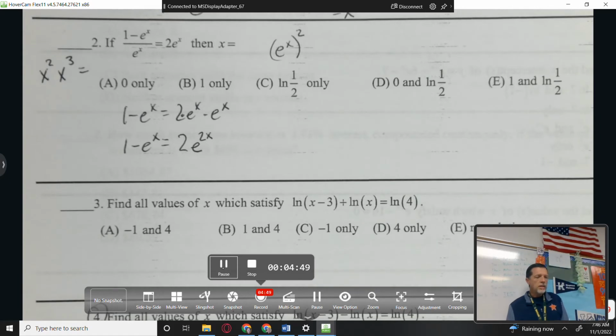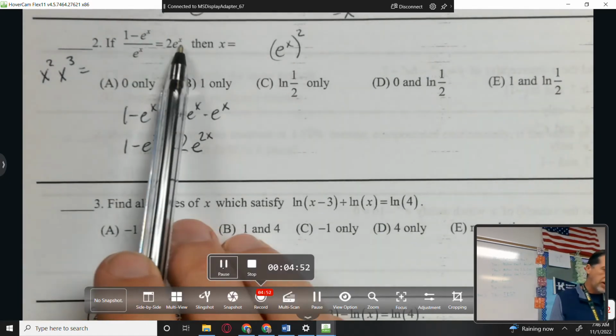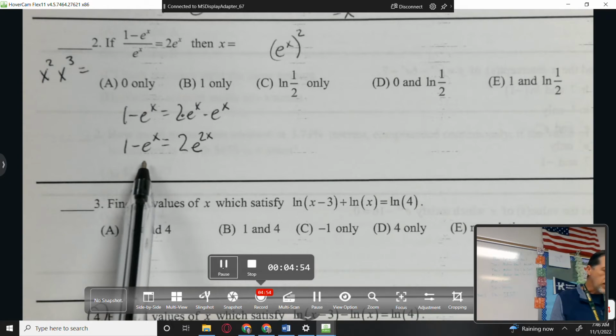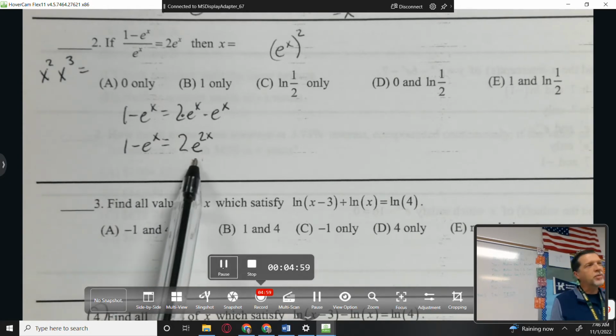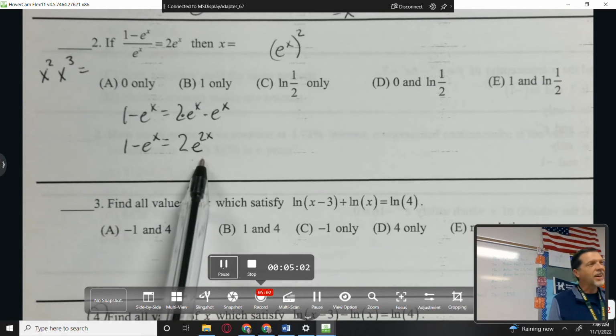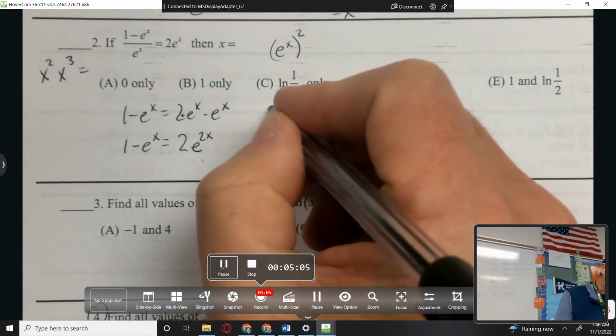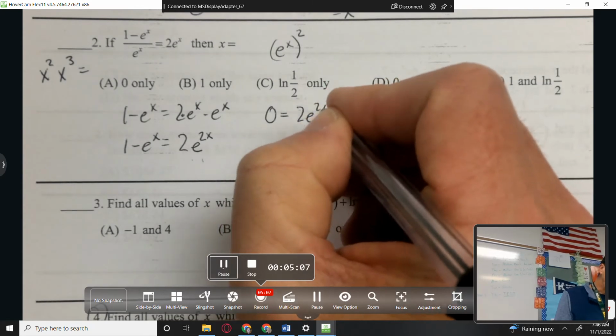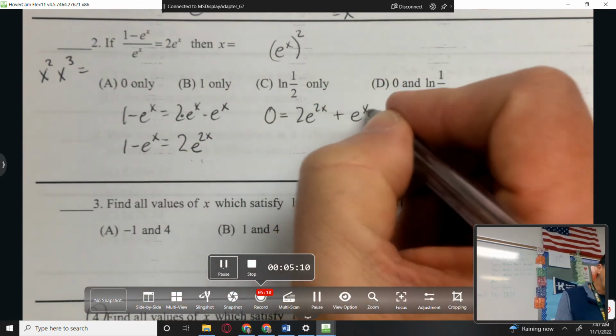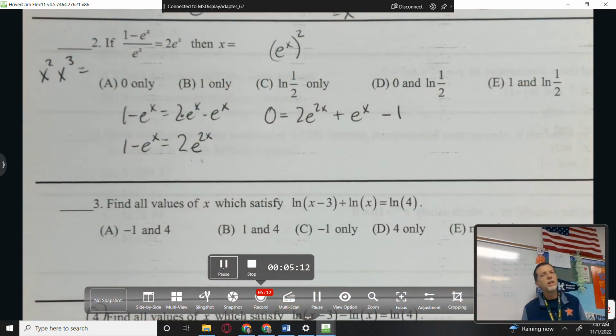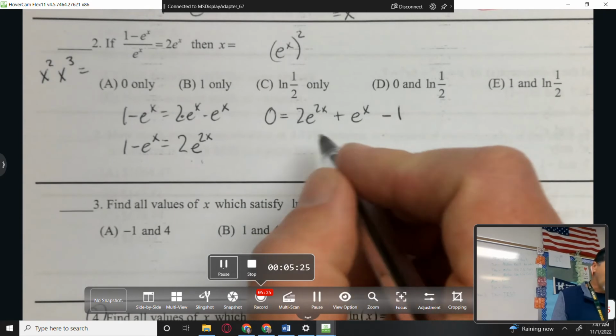So let's see. So we multiply both sides by e to the x. But I can't really add them. They're not like terms. Right? That's like trying to add x to x squared. That wouldn't work. I do want to move it over though, so plus e to the x and then minus 1. Quadratic? Yes. So what do we do with the x and the e? This is crazy, you're right.